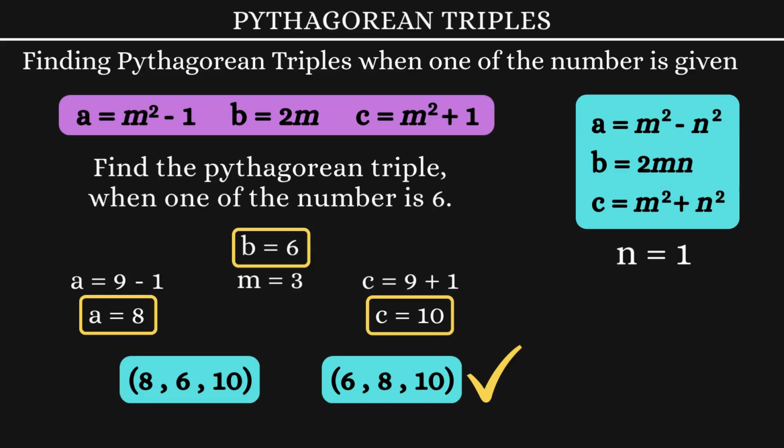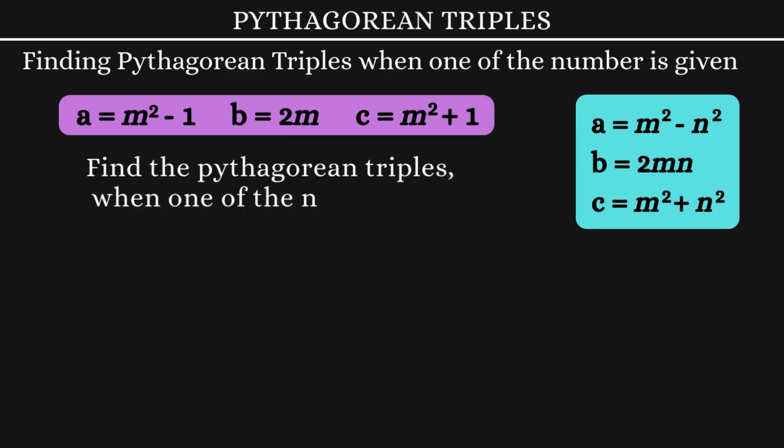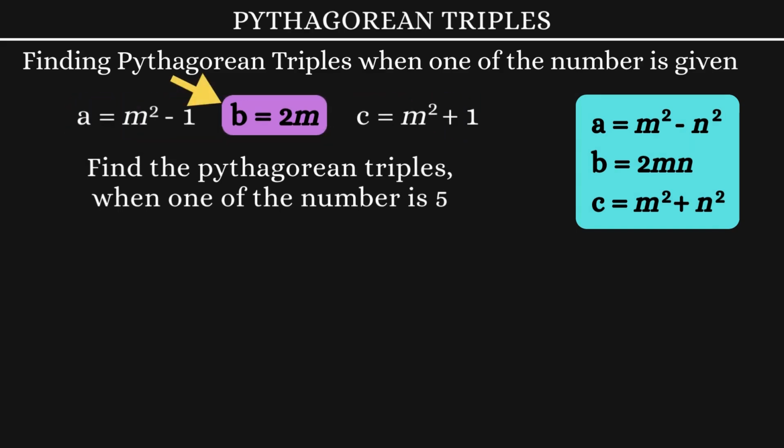Now let's see what happens when we are given an odd number. For example, find the Pythagorean triple when one of the numbers is 5. Here, let's understand that B has to be a multiple of 2. So let's multiply this number 5 with 2 to get 10. So if B is equal to 10, m will be half of B, 5.